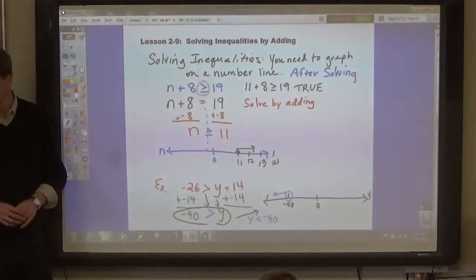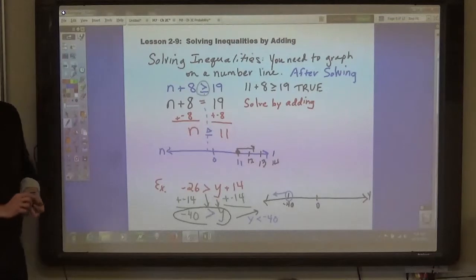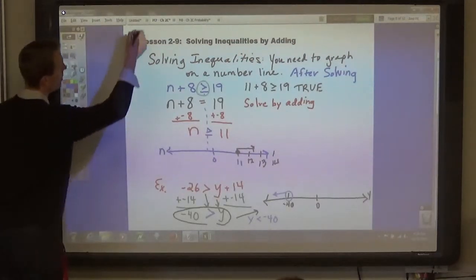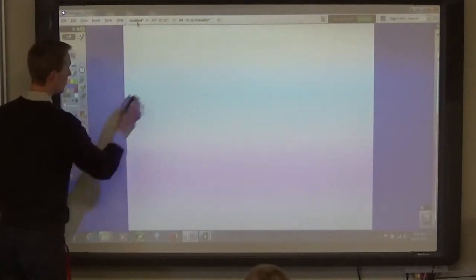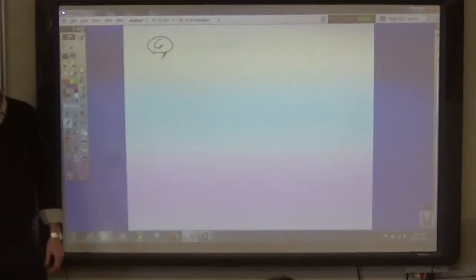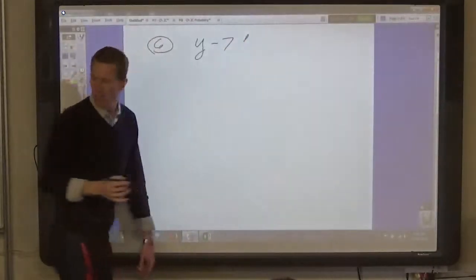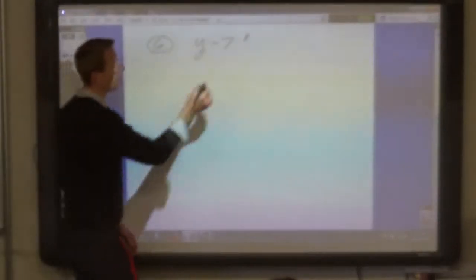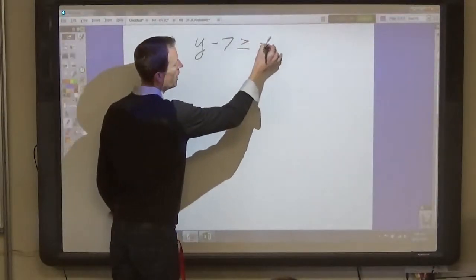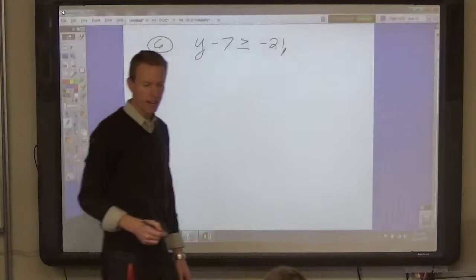Okay? Now, let's skip down on your worksheet. Skip down to number 6. And let's do some of these together. Number 6. Y minus 7 is greater than or equal to negative 21. Okay, we've got to solve this and graph it.